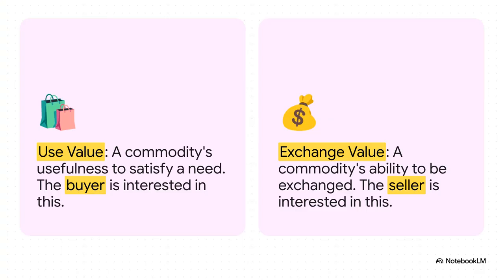Okay, so according to Marx, every single commodity has this kind of split personality. On the one hand, it has a use value. It's useful for something, right? A jacket keeps you warm, coffee wakes you up. That's what you, the buyer, care about. But it also has an exchange value, what you can get for it in a trade, and that's all the seller really cares about.